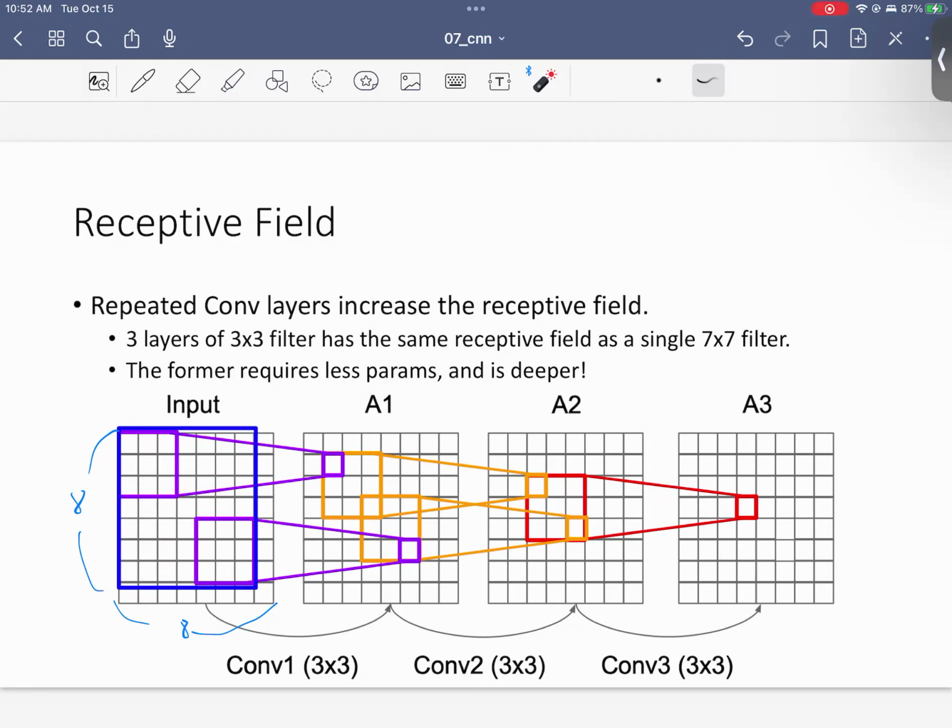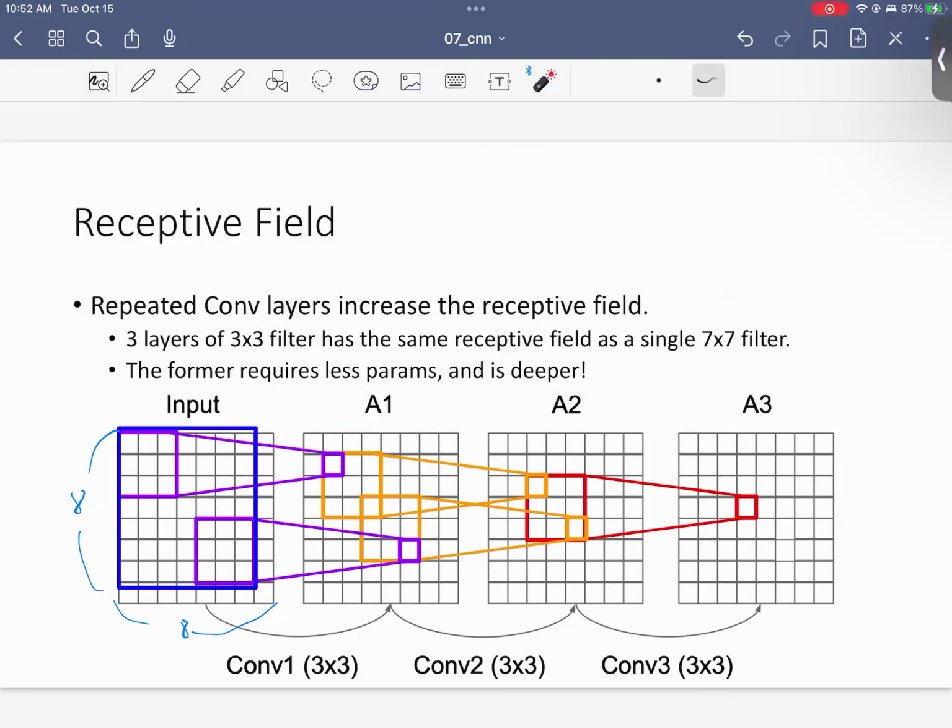Right, so there's a trend. This is also a very important concept, because if you wanted to look at 7 by 7 pixels using just one convolutional layer, you would require a single 7 by 7 filter. A single 7 by 7 filter would give you a 7 by 7 receptive field right from the first layer. But then you would require 49 parameters. But if you use three 3 by 3 filters, how many parameters would that require? It would require only 27 parameters.